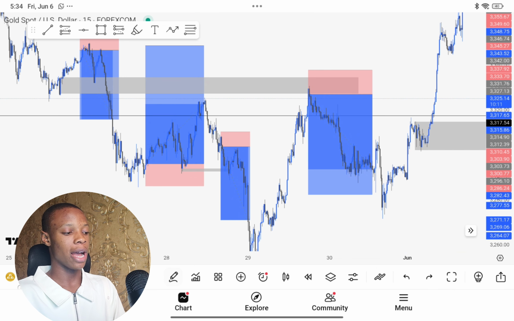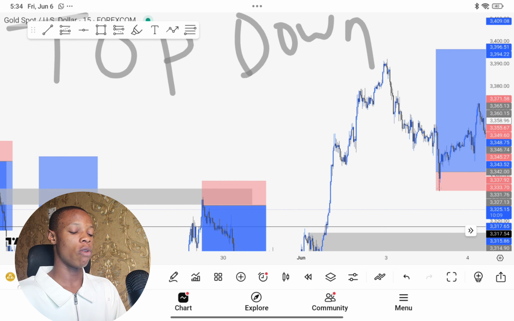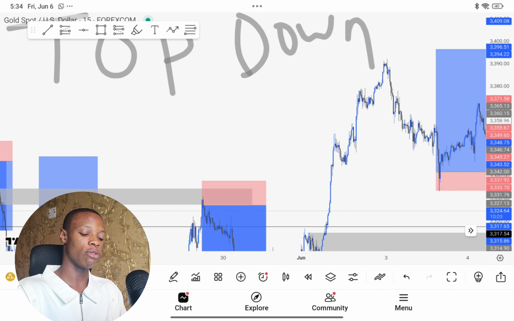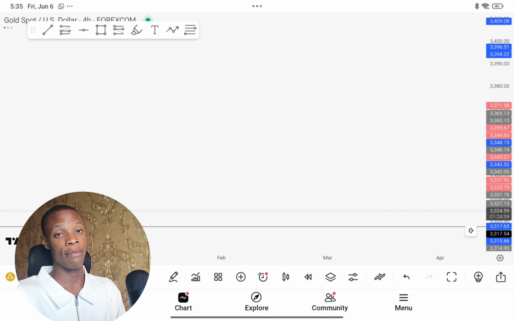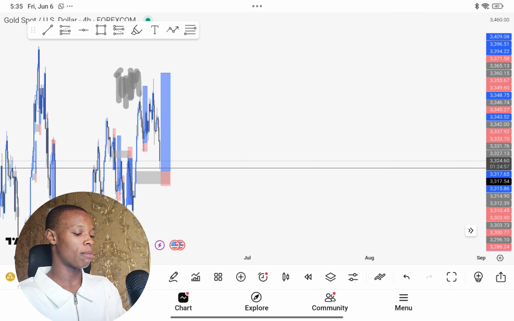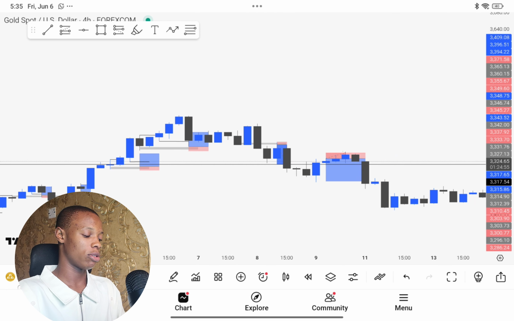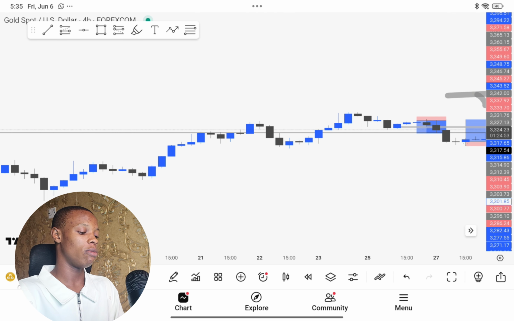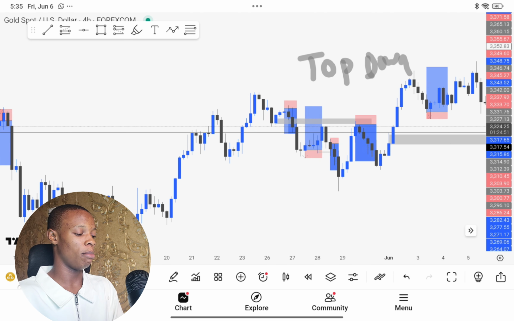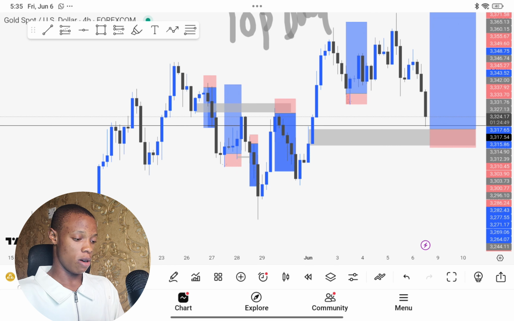Right, so first I do my top-down analysis, and what I do here is I go to a higher time frame. I start my analysis from a higher time frame. Once I go to any market, I want to go to a higher time frame, and I love to use my 4-hour time frame. Now, on the 4-hour time frame, I want to mark out key levels. Since I'm just showing you how I do it, let me use my bar replay and show you what I did and how I did it.